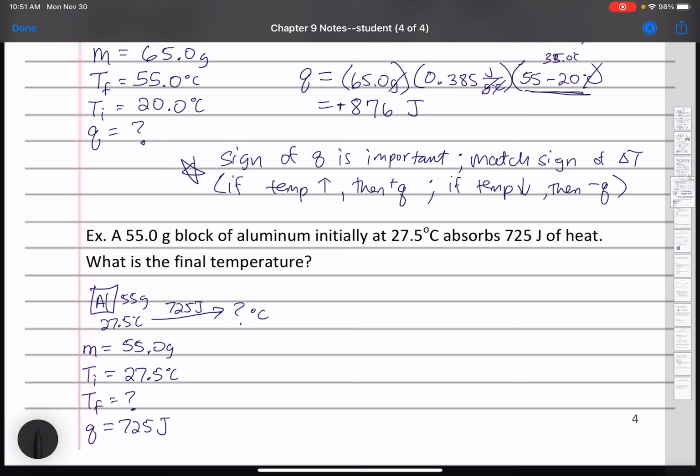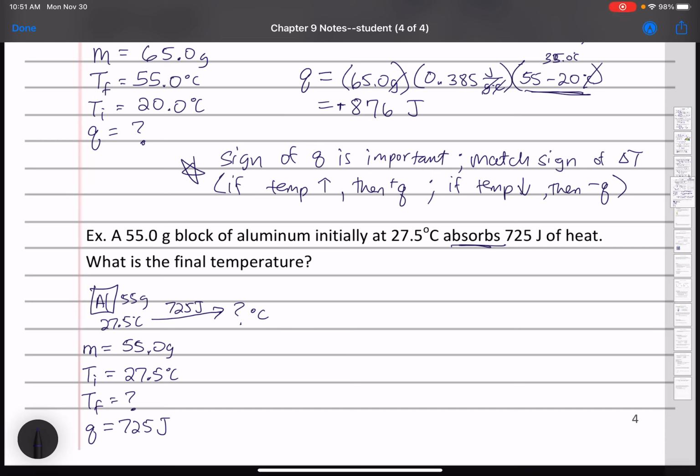All right, so the first thing that I can do is I know that the Q is positive, so I expect that final temperature to be something higher. The temperature must be going up. If it's absorbing heat, the temperature is going up. So I should get an answer that's higher than 27.5. If I don't, then I automatically know I did something wrong.